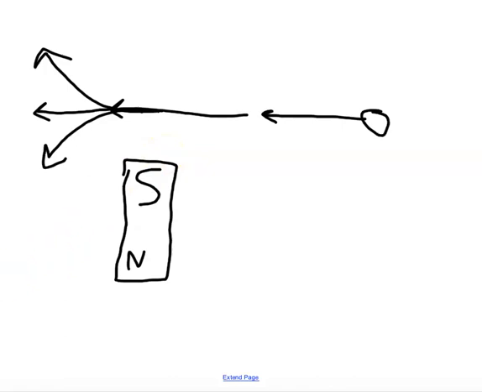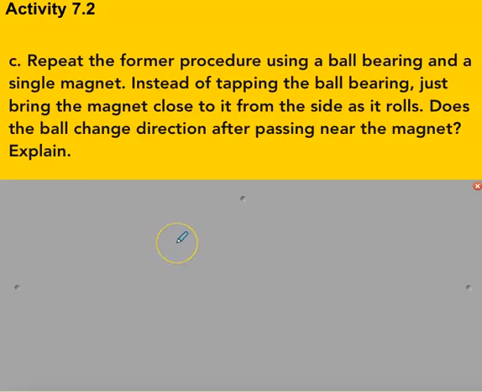So go ahead and answer question C with the ball bearing. Does the ball change directions after passing near the magnets? Explain. So go ahead and pause the video and do this. So I hope you paused the video.